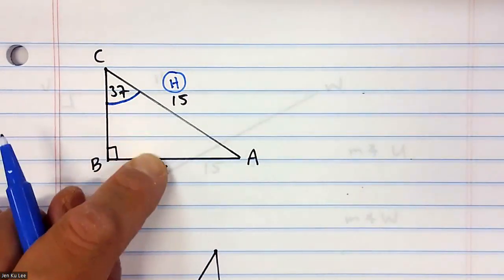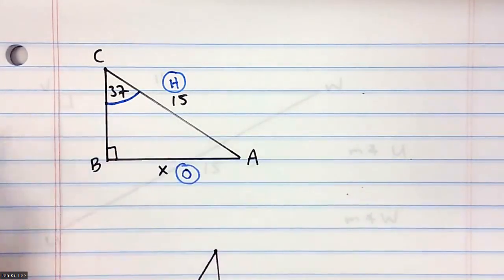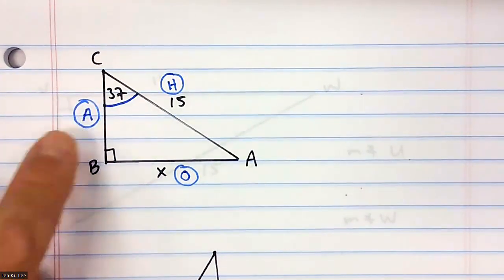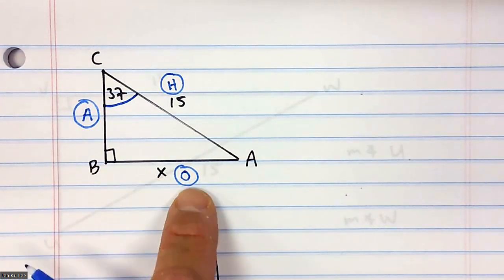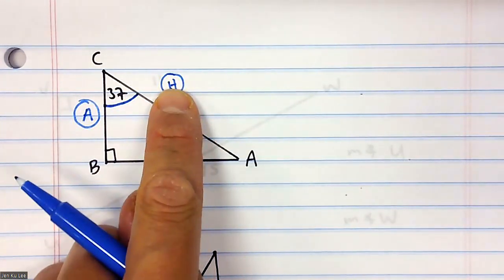Opposite 37 is x. So that's my opposite side. You can label this side as well, but we're not going to be dealing with that side. So I have to figure out what x is, which is my opposite side. I have 15, which is my hypotenuse.